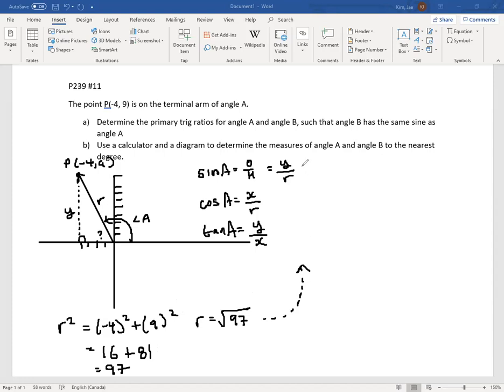Let's apply it. The y value is going to be 9 over root 97, which I don't like because it's a radical. So 9 root 97 over 97. Cosine is going to be, let me thin out this pen stroke, x over r. So x would be -4 over root 97. And again, I don't like the radical in the denominator. And then tangent would be y over x. Done.